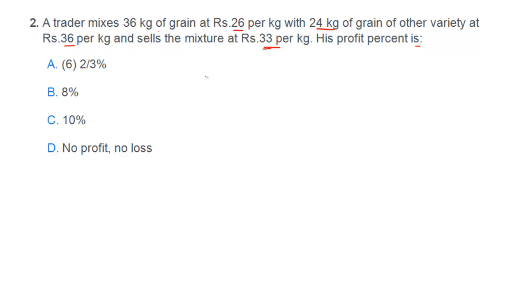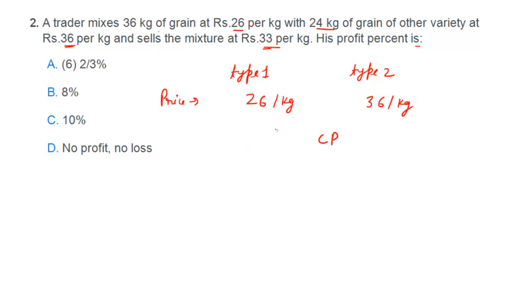So we can apply the alligation rule for finding this out. Again we will do it in the same fashion as in the last question, type 1 and type 2. There are two varieties of grain. The price of one is 26 per kg, and the price of the second one is 36 per kg. Okay, and this average price you need to find out if you are mixing them in the ratio 36 kg to 24 kg. So here I am writing quantity.